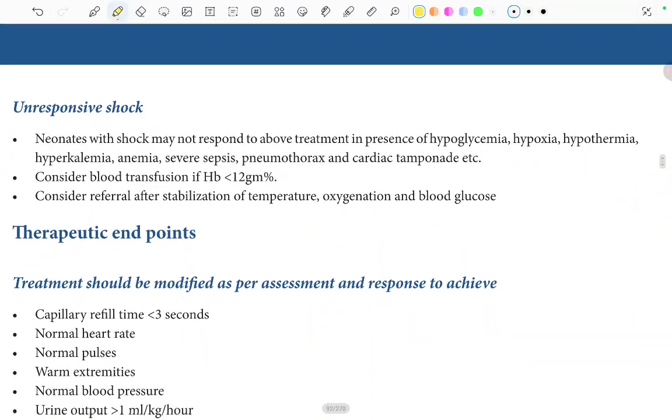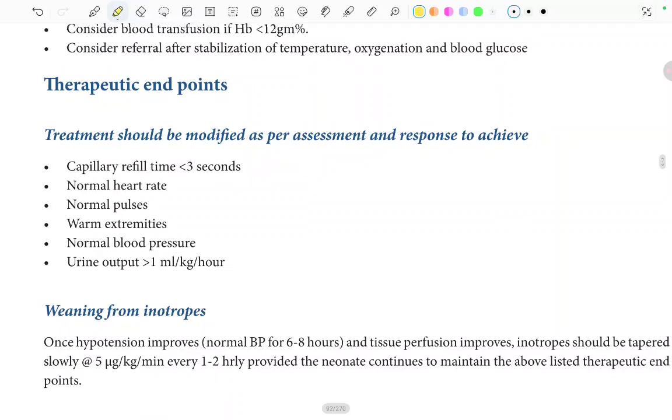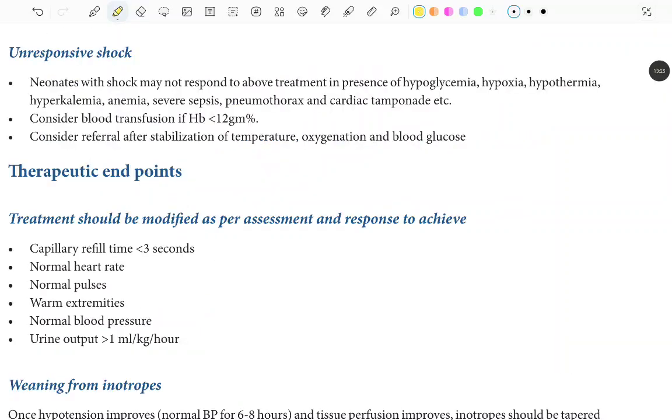Now moving ahead to unresponsive shock. Neonates with shock may not respond to the above treatment in the presence of hypoglycemia, hypoxia, hypothermia, hyperkalemia, anemia, severe sepsis, pneumothorax and cardiac tamponade. Consider blood transfusion if the Hb is less than 12 gram %. Consider referral after stabilization of temperature, oxygen and blood glucose in case of unresponsive shock.